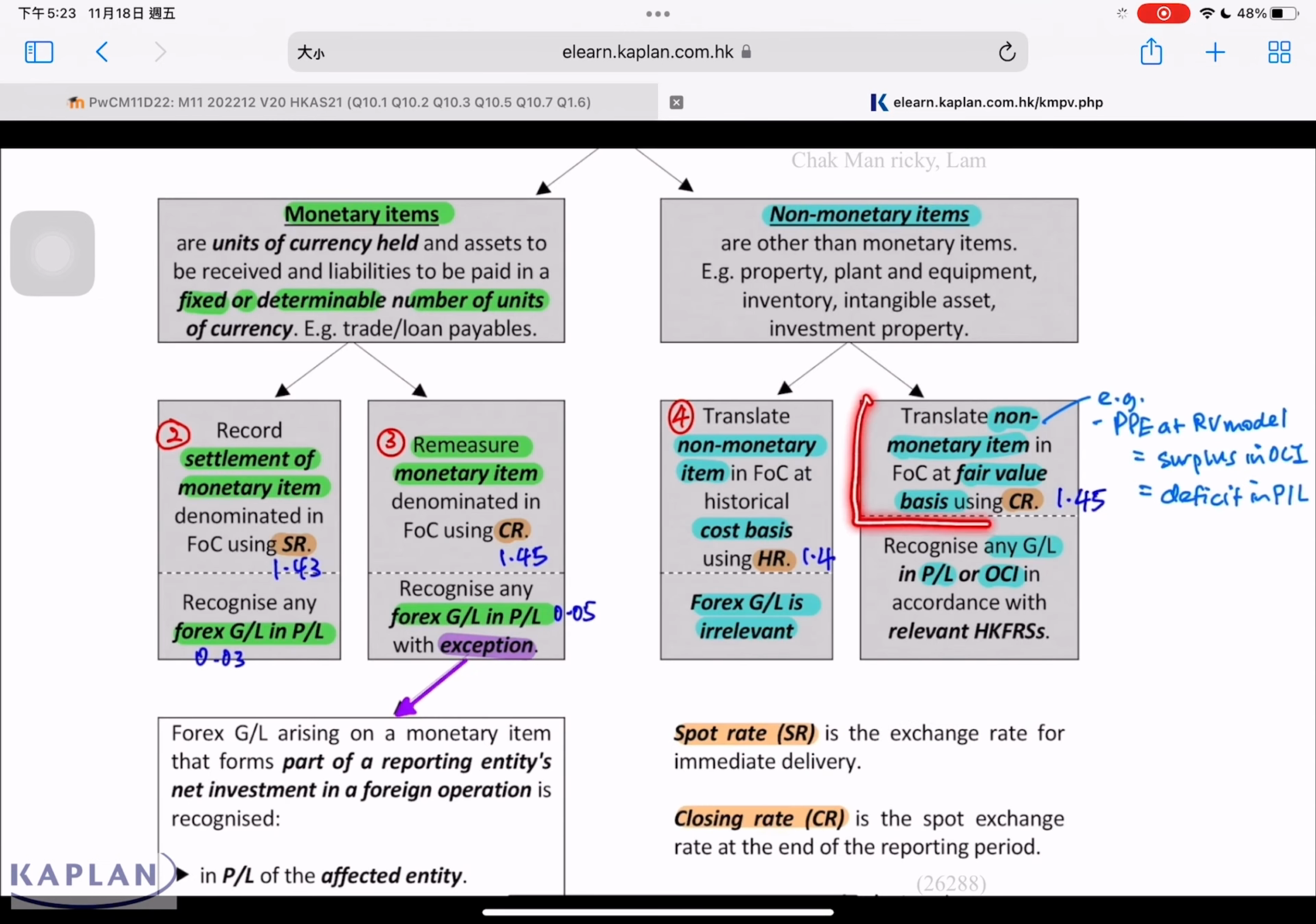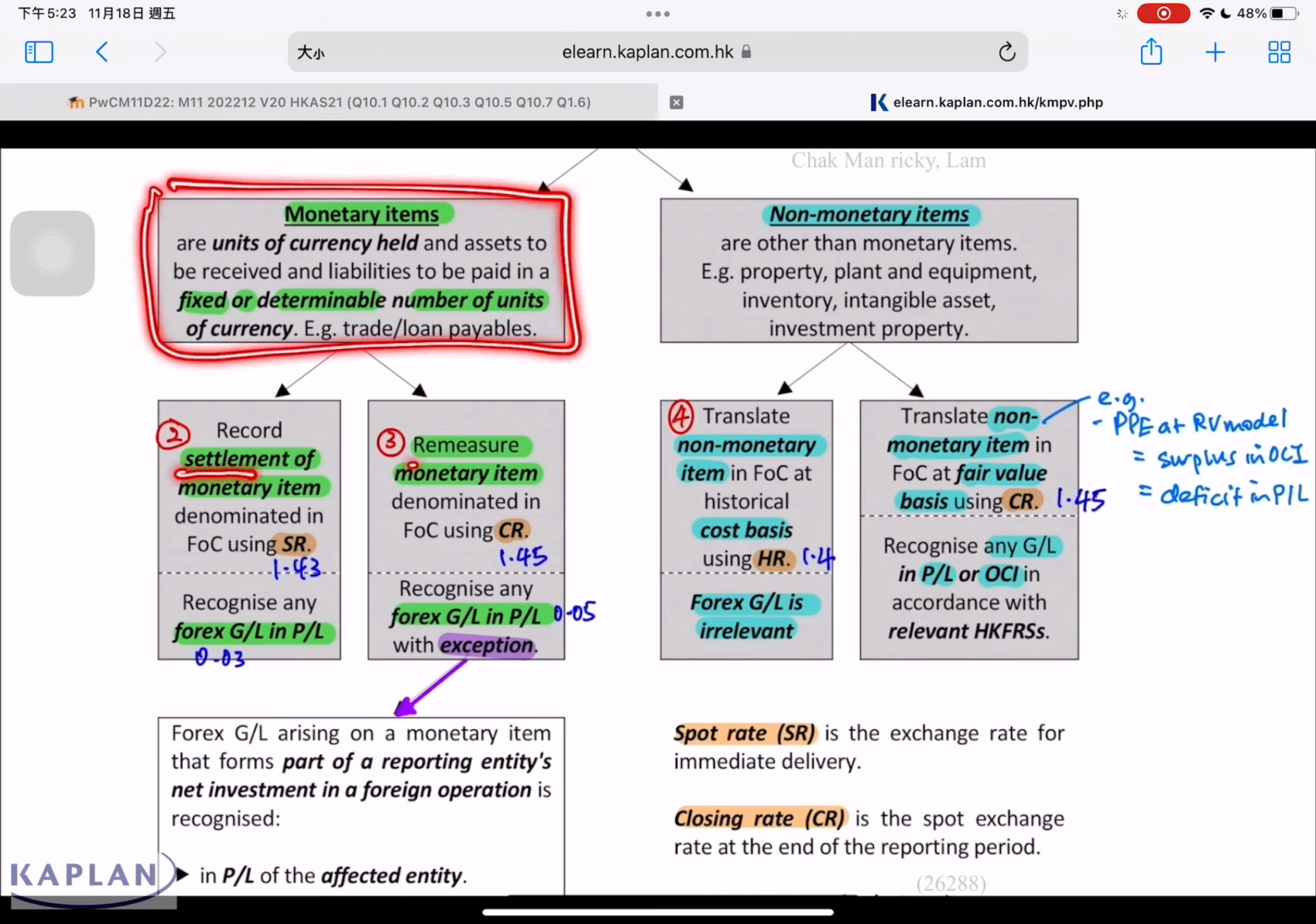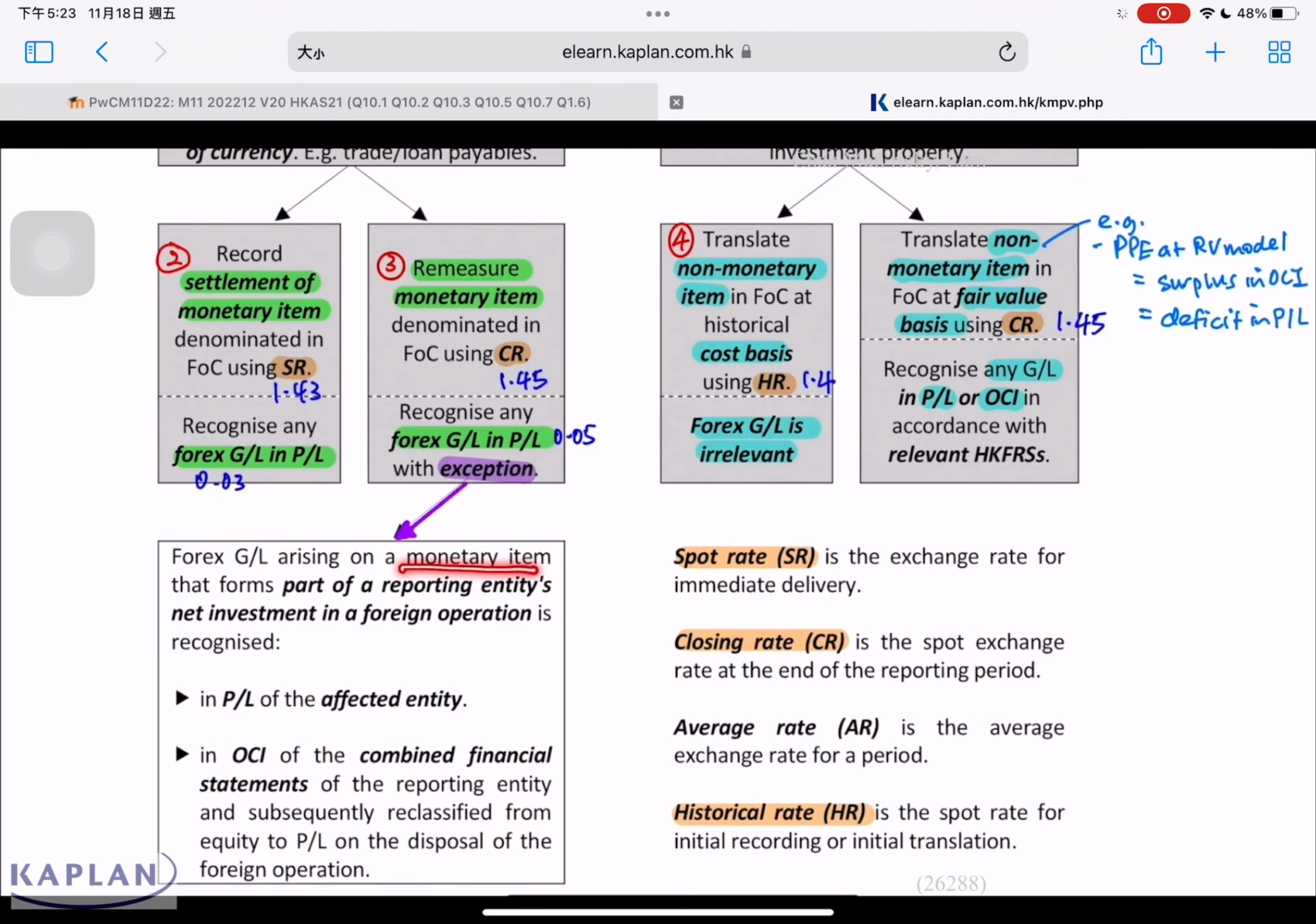If the item is a non-monetary item at fair value basis, we must apply the closing rate. When there is any gain or loss, we must apply the relevant standard to account for the gain or loss in P&L and OCI. Generally, for a monetary item, when there are exchange differences on settlement and remeasurement, the exchange differences must be recognized in P&L. But if the monetary item forms part of the reporting entity's net investment in operations, in the financial statements of the affected entity it will still go to P&L, but at the group level it will be recognized in OCI.